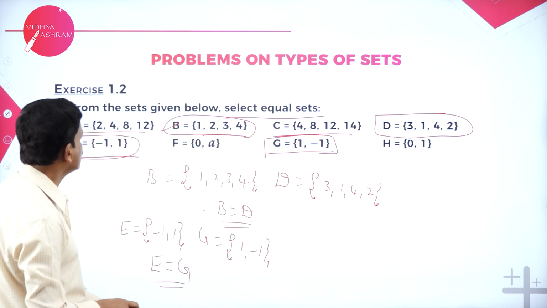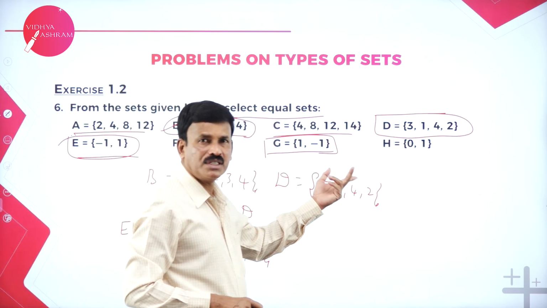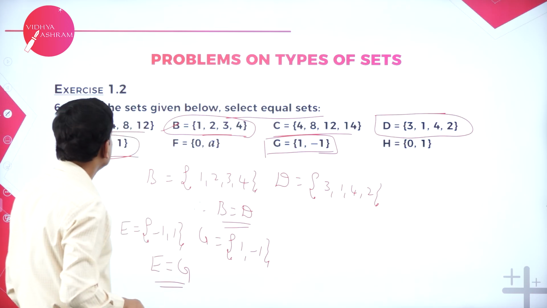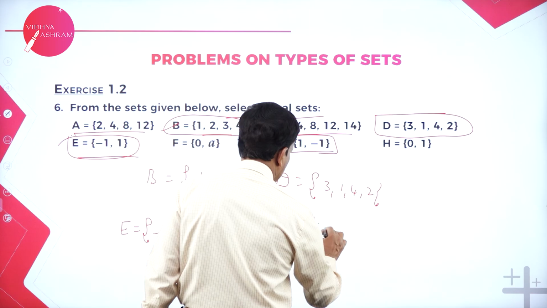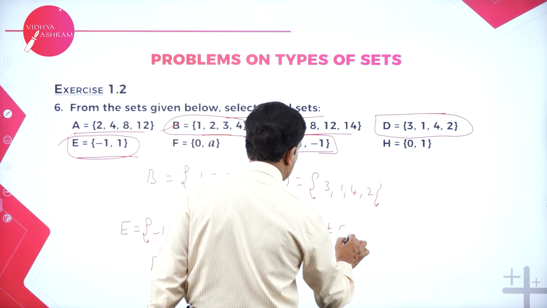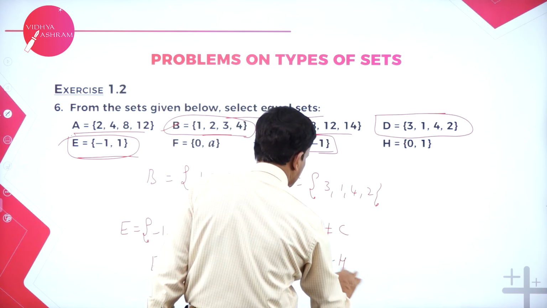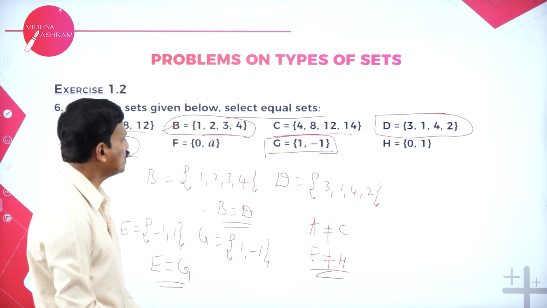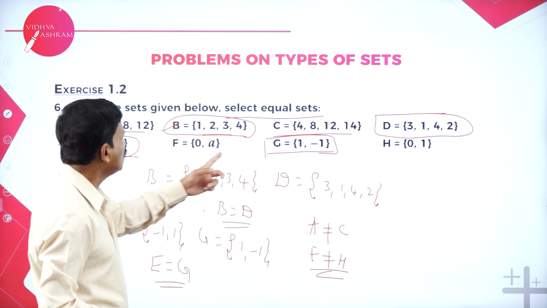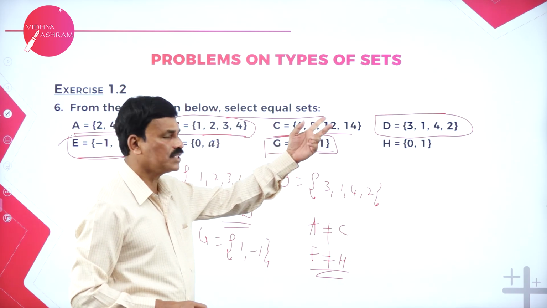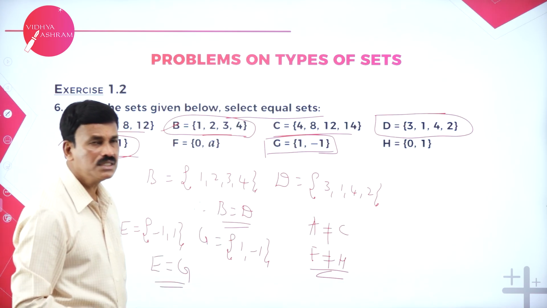And what about the other sets? In F, we have 0 comma A, whereas in H, 0 comma 1, so F is not equal to H, and similarly A is not equal to C. Because the elements of F are 0 comma A, the elements of H are 0 comma 1, whereas the elements of A are 2, 4, 8, 12, whereas the elements of C are 4, 8, 12 and 14. So these two are equal sets, whereas the remaining two are not equal sets.